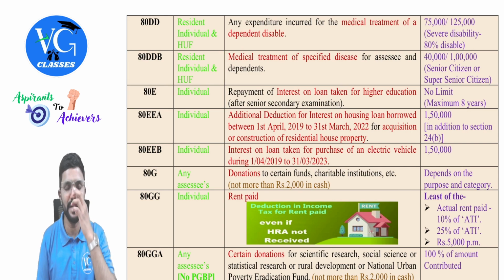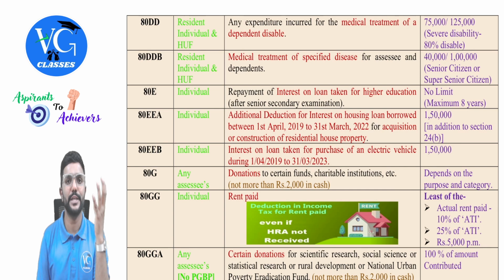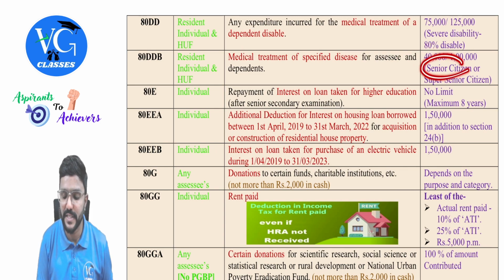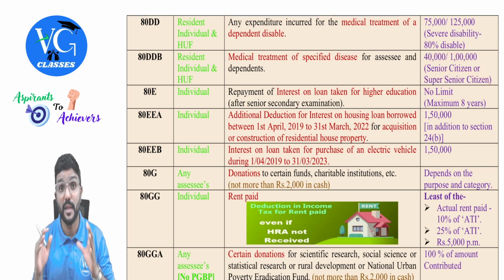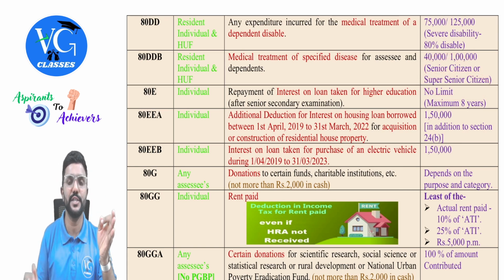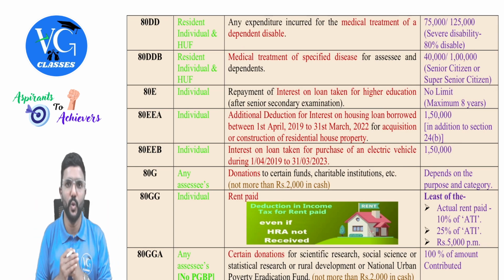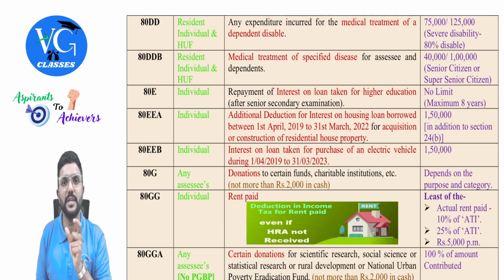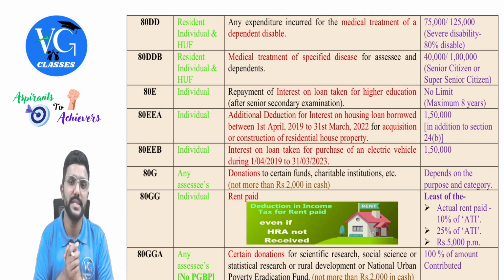Okay. Then 80DDB is available for resident individual and HUF with respect to medical treatment for specified diseases. The amount of deduction available is actual expenditure or 40,000, whichever is lower. Or if by chance the patient is a senior citizen or super senior citizen, then the amount of deduction is actual expenditure or 1 lakh, whichever is lower. And once we get whichever is lower, if any amount is recovered from an insurance company, or reimbursed by the employer, then we need to reduce it, and the balance, if any, will be allowed as deduction, guys.